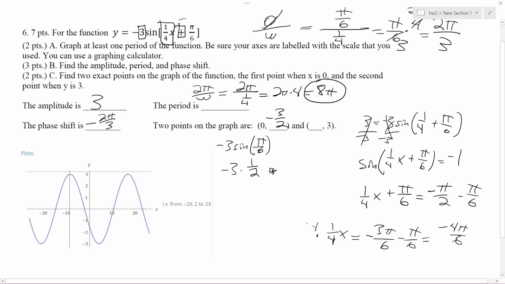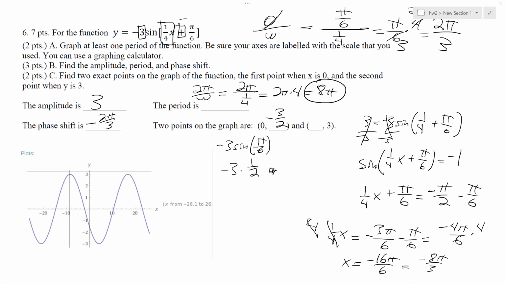Divide by 1/4, or just multiply by 4. Multiply by 4, I get x is equal to negative 16 pi over 6, which reduces down to negative 8 pi over 3. And I just checked this on my calculator, and it's right. So this is negative 8 pi over 3.